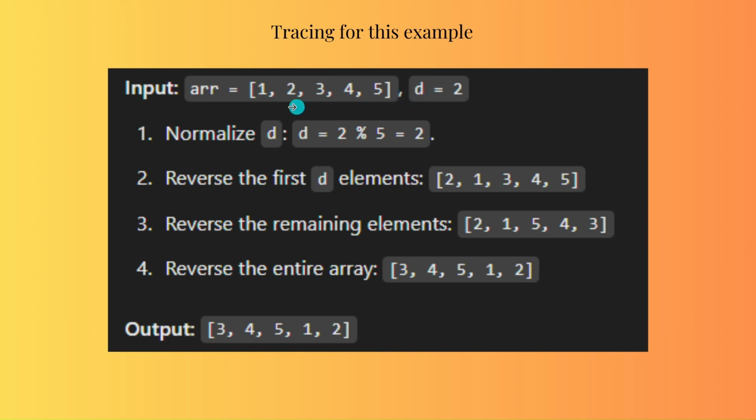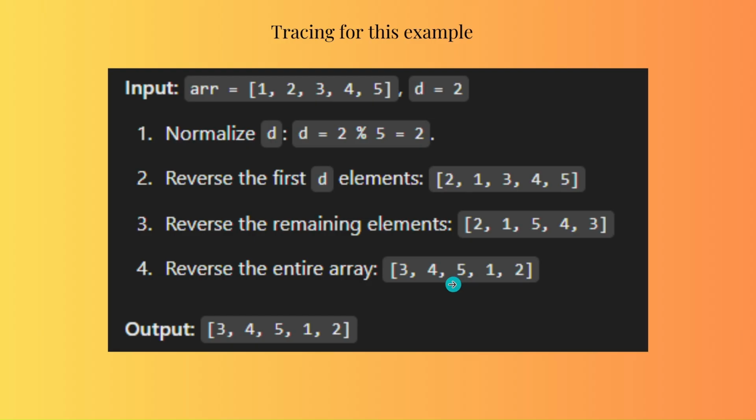According to the intuitive approach which we saw, we will perform the tracing for this example. Initially we normalize the d value, that is d is equal to 2 mod 5, which results in 2. Then we reverse the first d elements, which is from index 0 to 2 minus 1, that is index 1. It results in the array 2, 1, 3, 4 and 5. Next, we reverse the remaining elements, from index d to n minus 1, which results in the array 2, 1, 5, 4 and 3. Finally, we reverse the entire array, which results in 3, 4, 5, 1 and 2, which is the output needed.